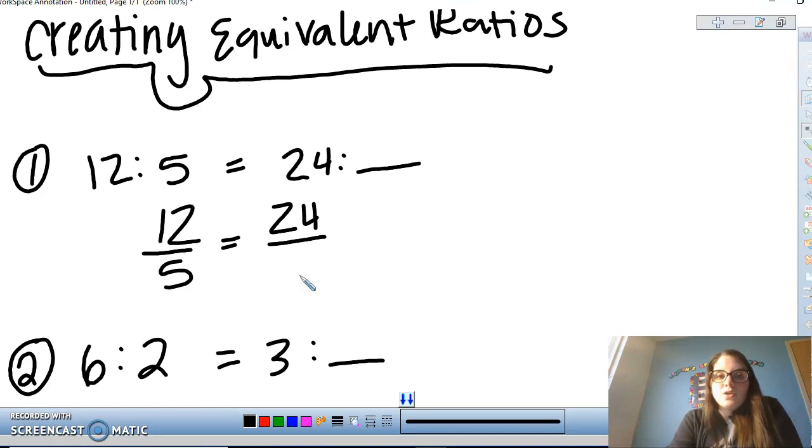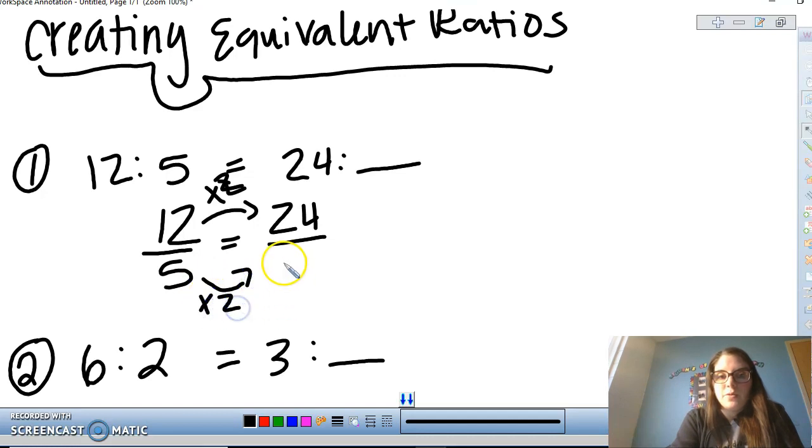So if we take 12 times what equals 24? So if we take 12 times 2 equals 24, then we need to take 5 times 2, which would equal 10. So if you look, 12 over 5, so 12 to 5, is an equivalent ratio with 24 to 10.